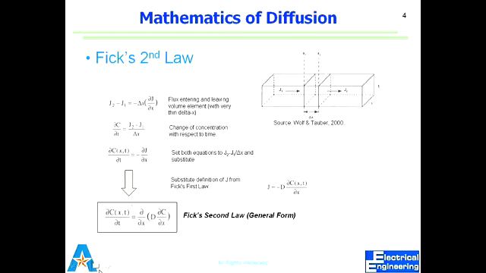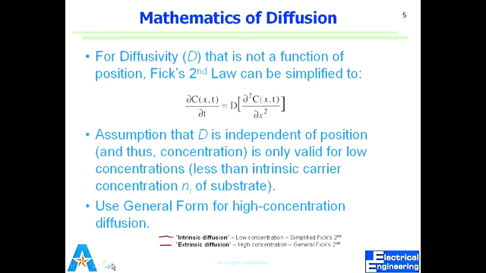So this one is where you are treating diffusion as a partial derivative with respect to x. At higher dopant concentration your D becomes constant, you can bring it out. So that's the difference between these two relations. If D is independent of position, you can take it out.